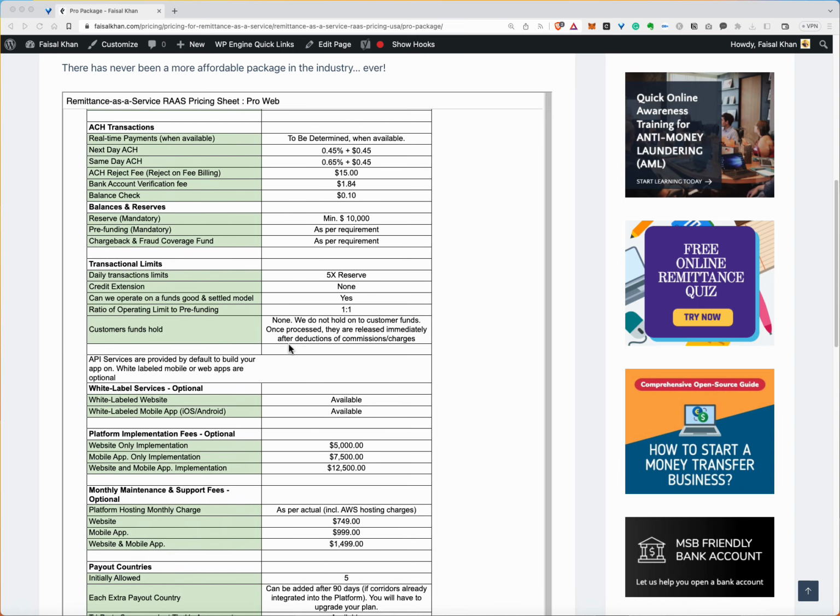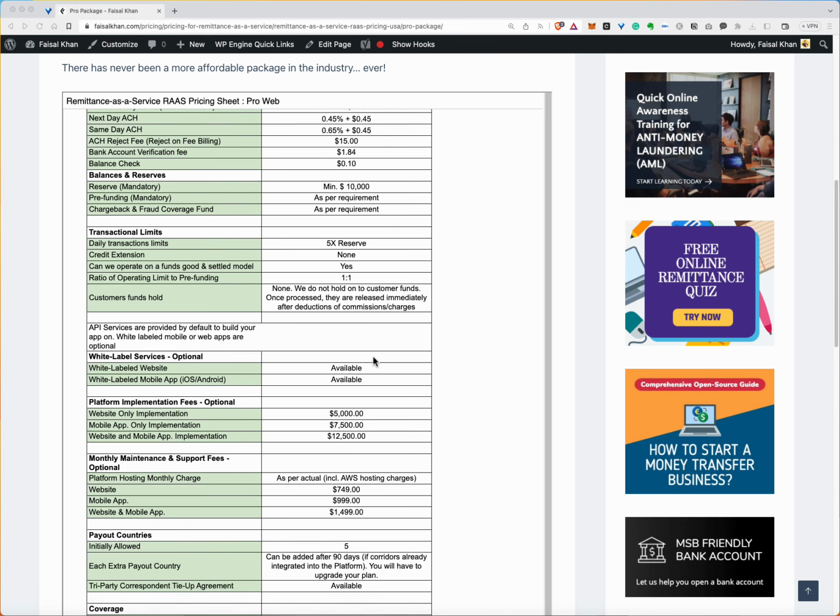Yes, you can. The ratio of operating limit to pre-funding is 1-to-1, so that means there's no multiplier over there. Customer funds hold none. No solution provider holds on to customer funds. Once processed, they're released immediately after deduction of commission and charges.